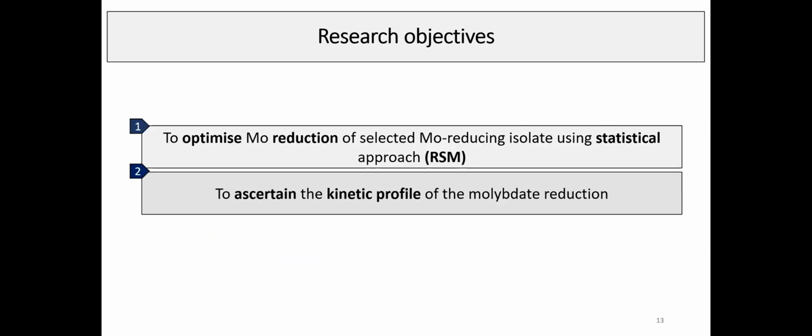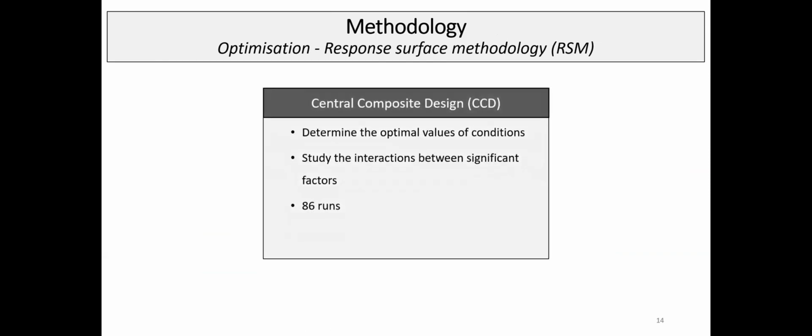My research objectives are, first, to optimize the molybdenum reduction using a statistical approach, RSM, and second, to ascertain the kinetic profile of the molybdate reduction. For the first, the optimization using RSM is done using the CCD, or Central Composite Design, which is used to determine the optimal values of the selected conditions and to study the interaction between significant factors. The software Design Expert generated 86 runs for my study.